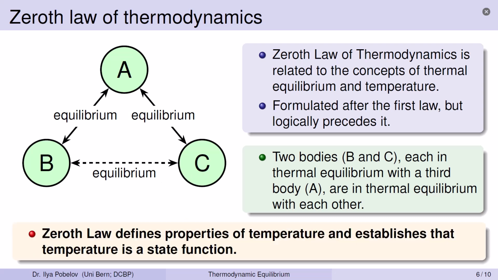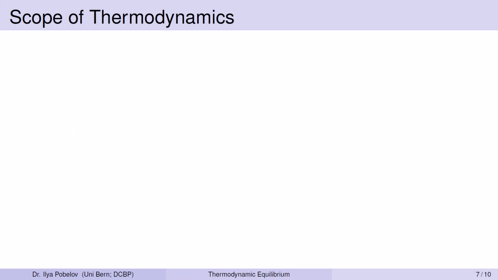This zeroth law not only defines properties of temperature, but essentially also establishes that temperature is a state function. This is a crucial point. Without such a definition, we'd be in chaos. If the temperature depended not on the current state but on some arbitrary other processes, there would be no thermodynamics as natural science.